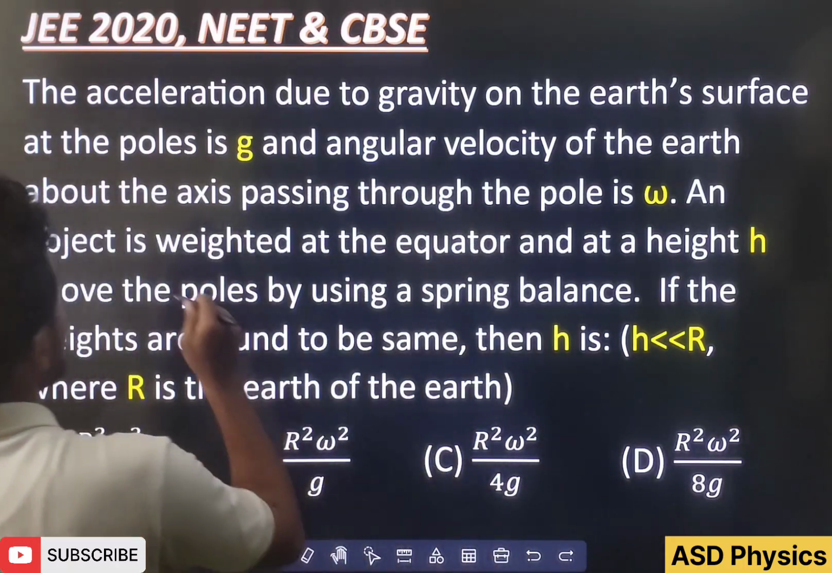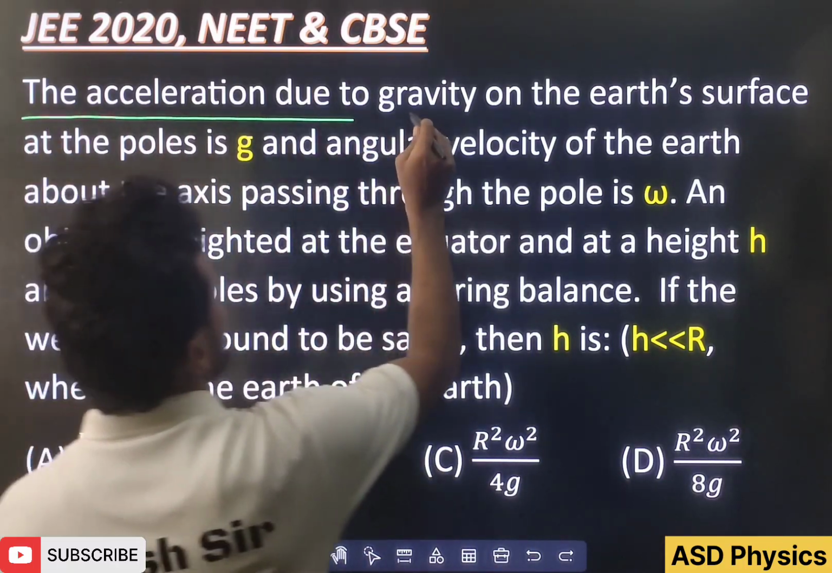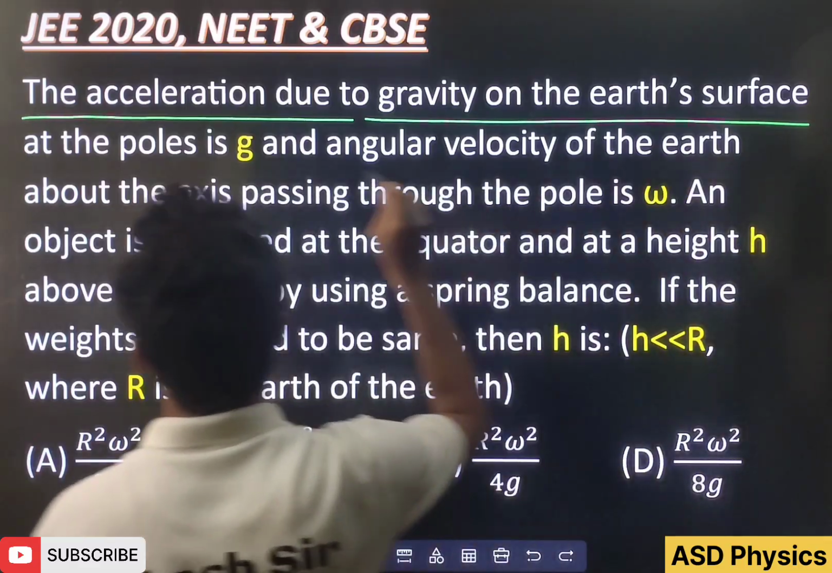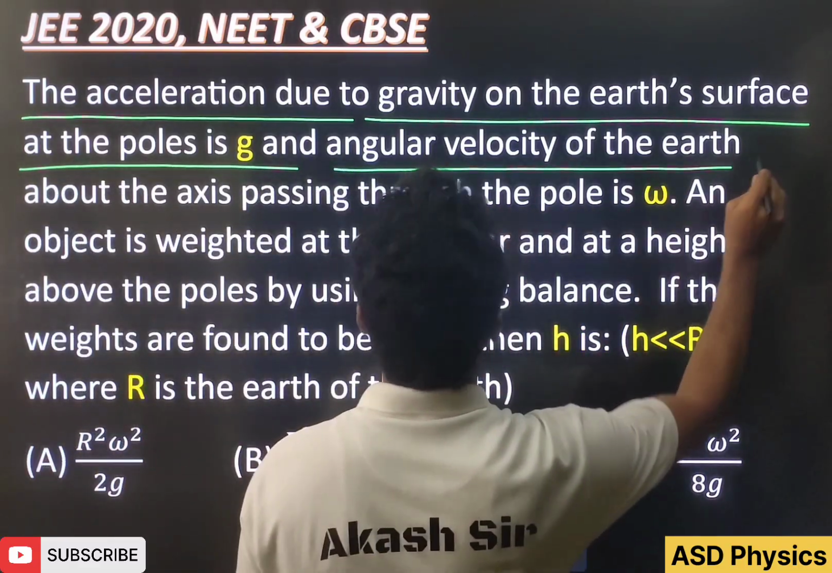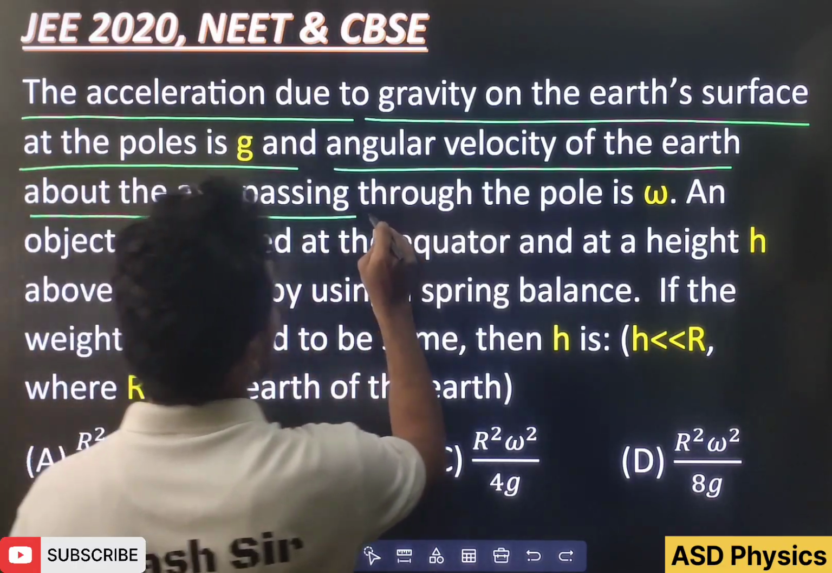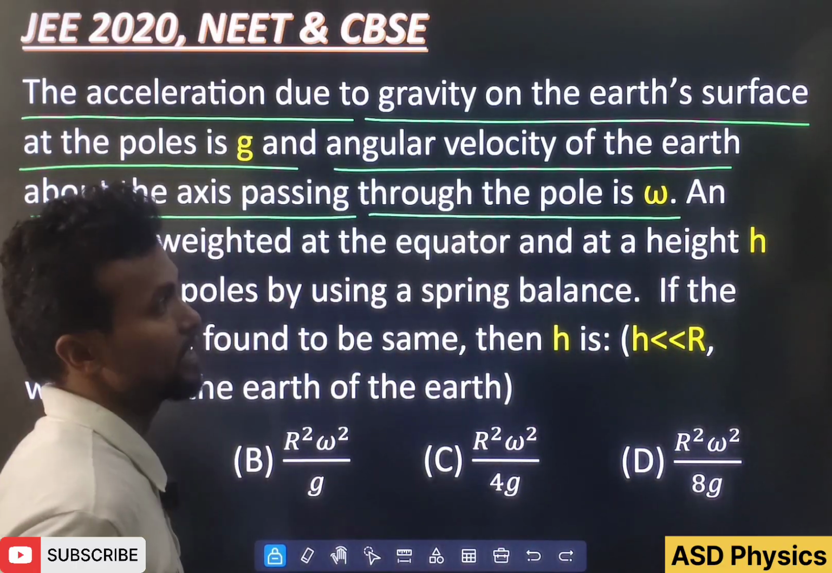Now let's see, the next question is what here? See, the acceleration due to gravity on the Earth's surface at the poles is g, and the angular velocity of the Earth about the axis passing through the pole is omega.